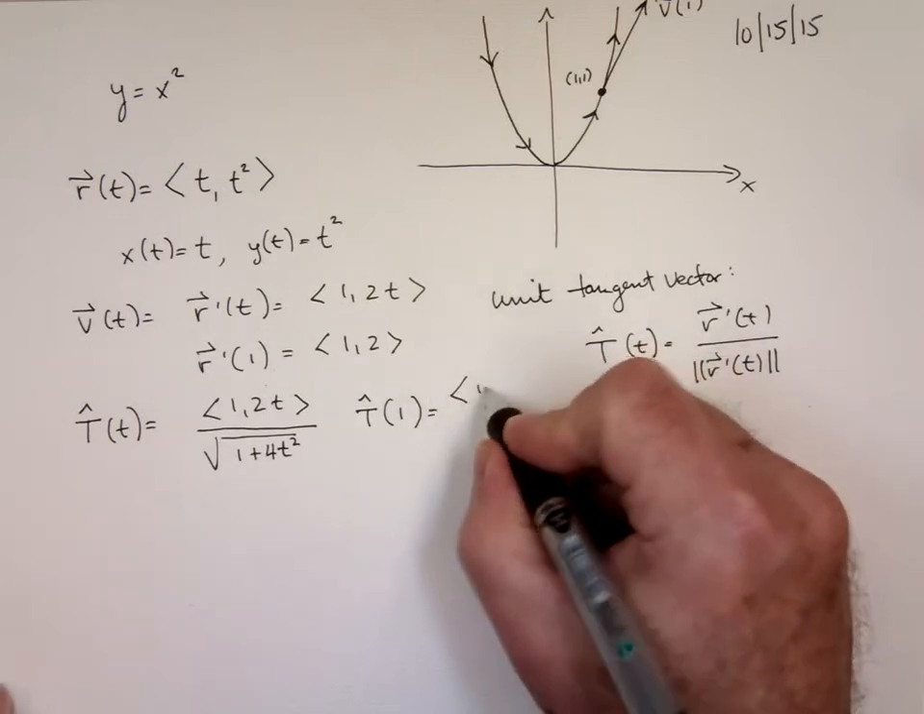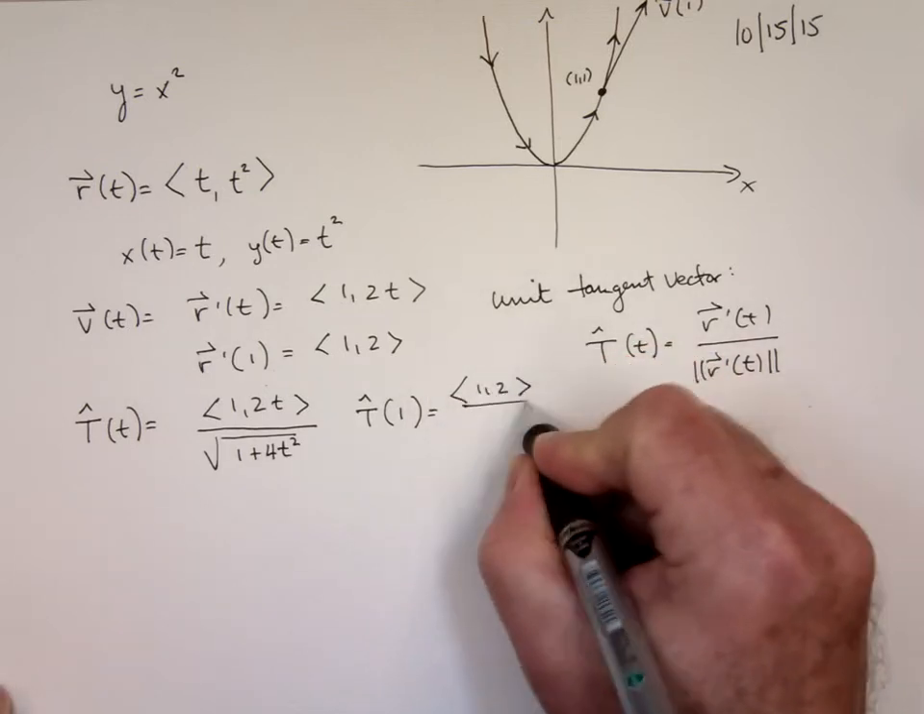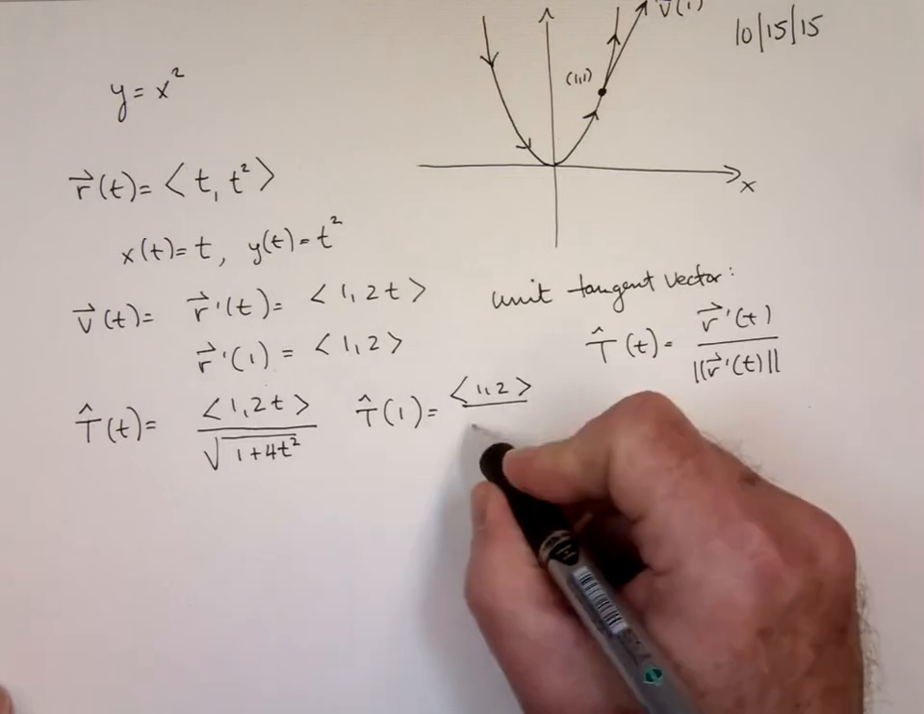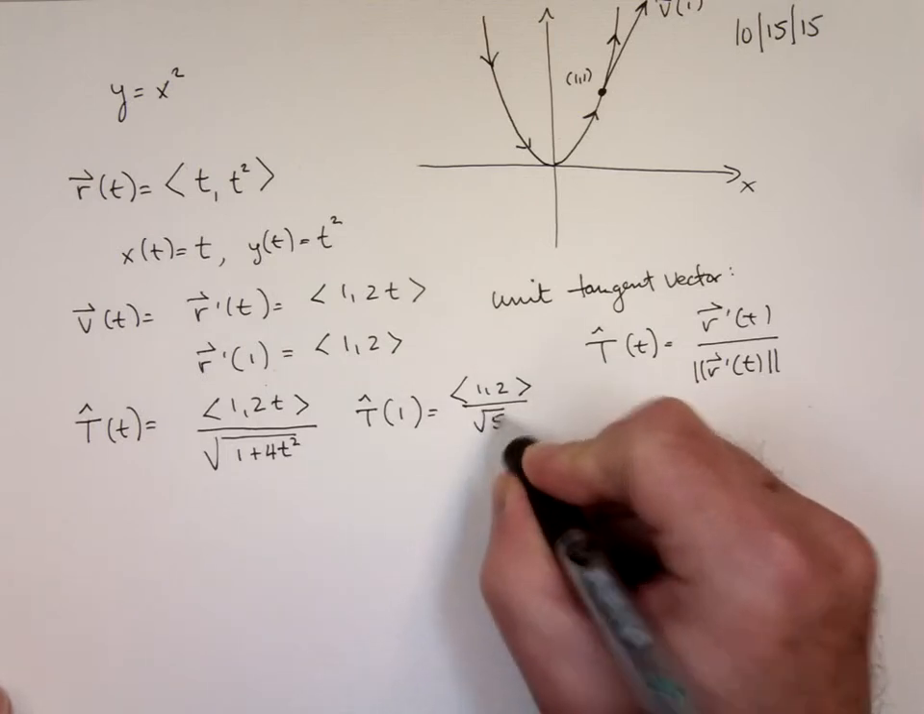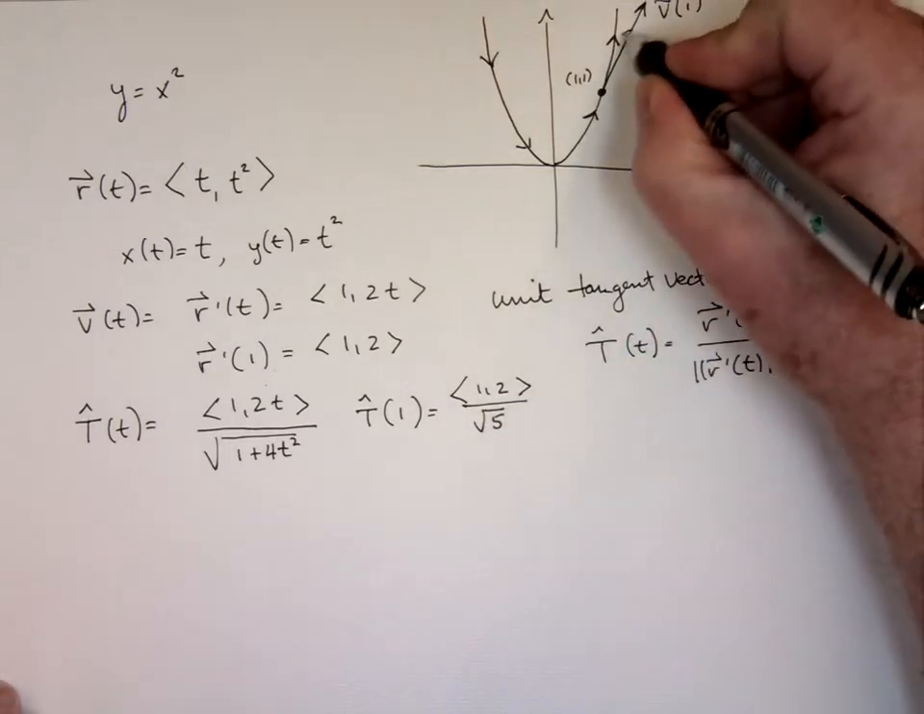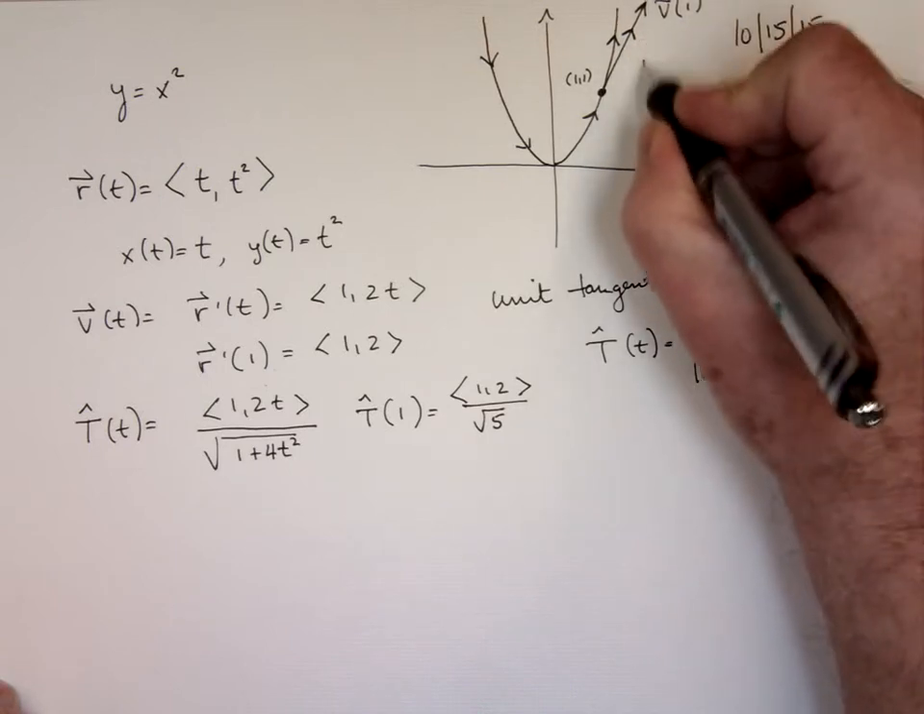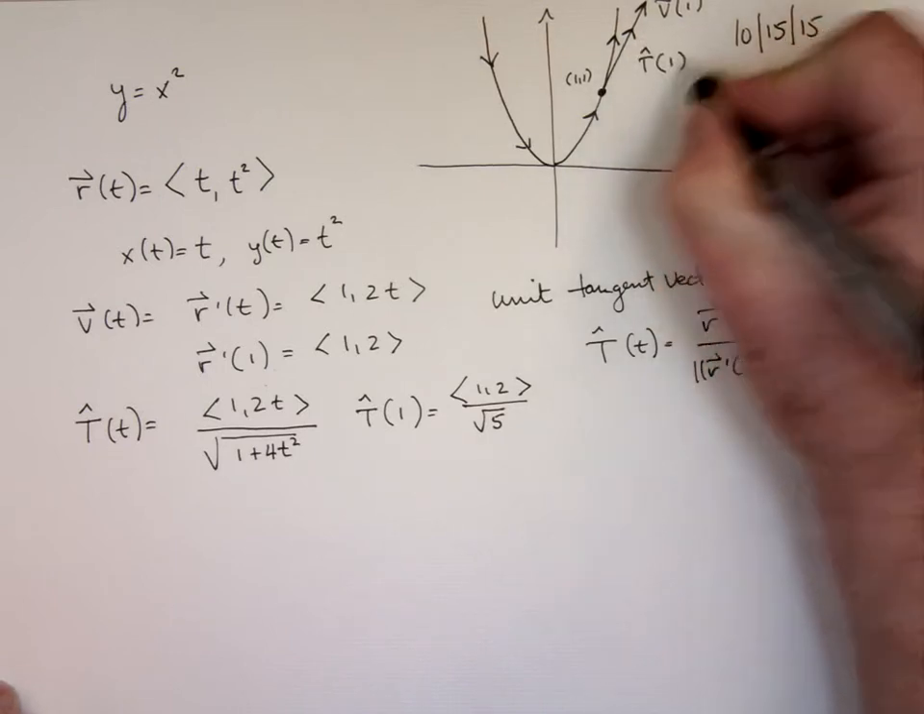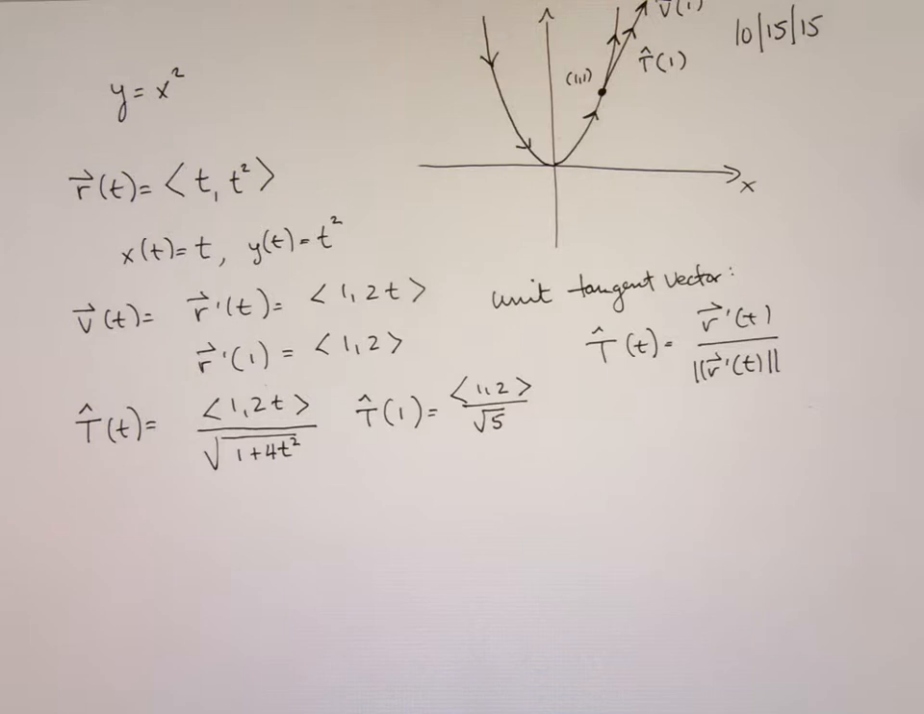Whatever. T is 1, we get 1, 2 over the square root of 5. That'll be our unit tangent vector.